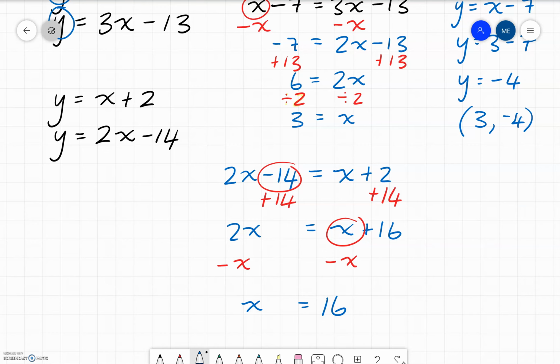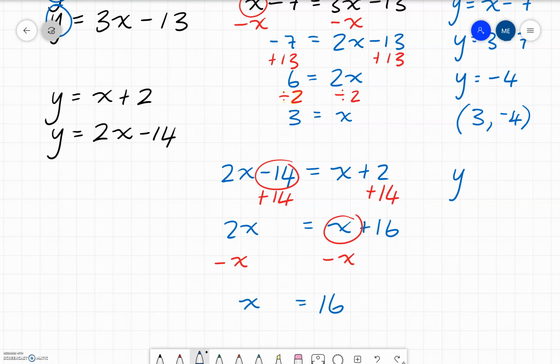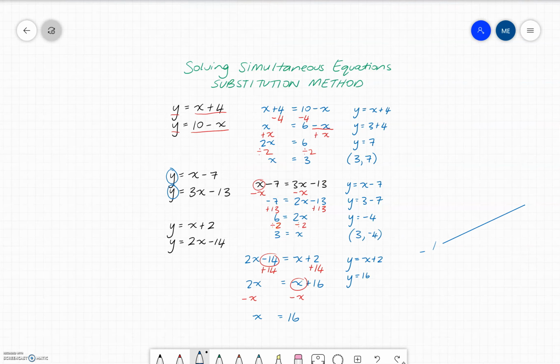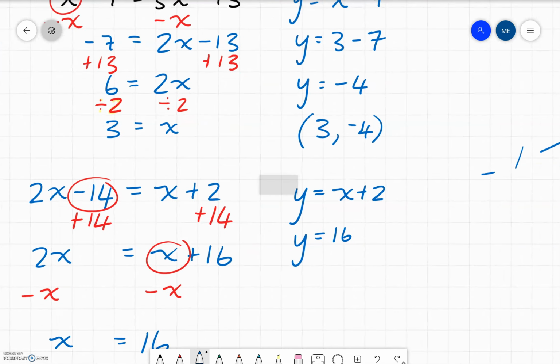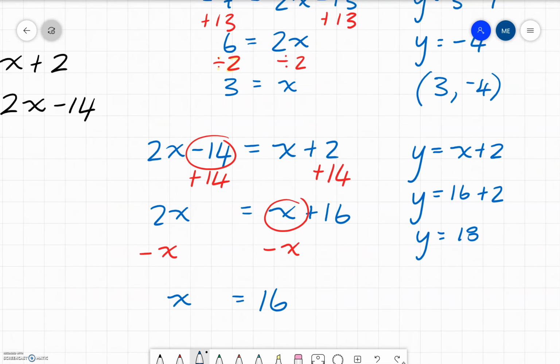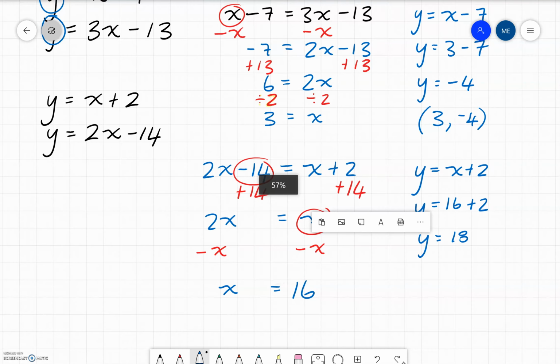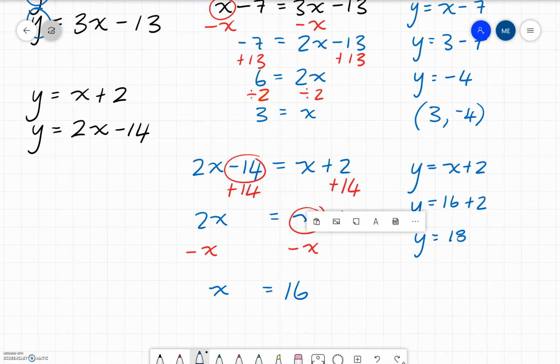Okay, so now I can substitute x equals 16 into one of the other equations to find what y equals. So if I use y equals x plus 2, being the easier of the two equations, y equals 16 plus 2, so therefore y equals 18. So these two equations, they intersect at the point x equals 16, y equals 18.